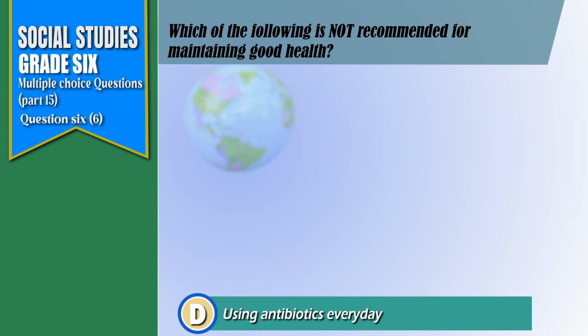Which of the following is not recommended for maintaining good health? Using antibiotic every day. Boys and girls, antibiotic is an example of a helpful drug. But of course, there is no one who should be using antibiotics every day. It will just weaken the immune system. Antibiotics are used for particular reasons as they are prescribed by a doctor. So if someone is using antibiotic every day, that means 365 days a year, it definitely will not maintain good health.